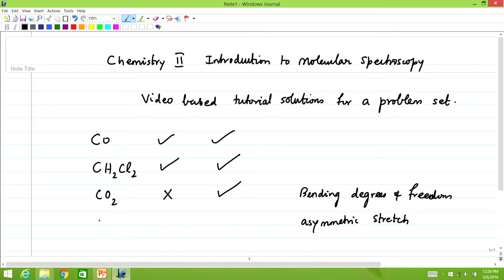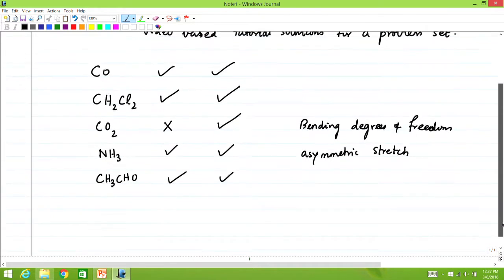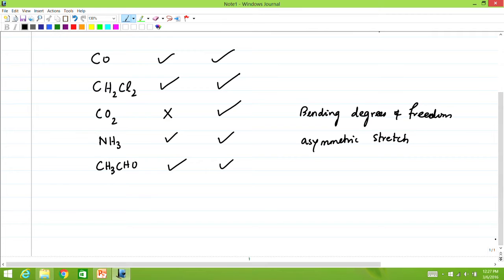The molecule ammonia is pyramidal, has a dipole moment, therefore, it has both microwave spectrum and infrared spectrum. The molecule acetaldehyde, CH3CHO, yes, it has a dipole moment, therefore, there are vibrational motions where the dipole will change during the vibration, giving rise to both IR and microwave spectrum.